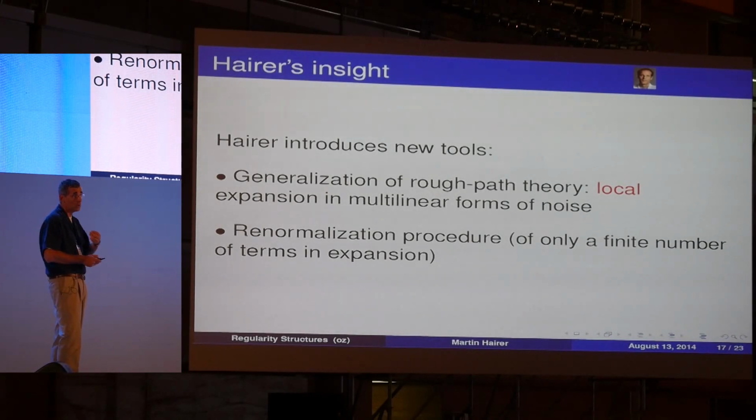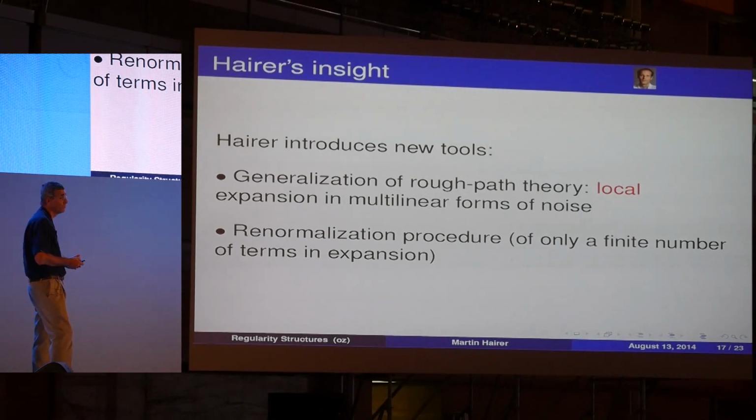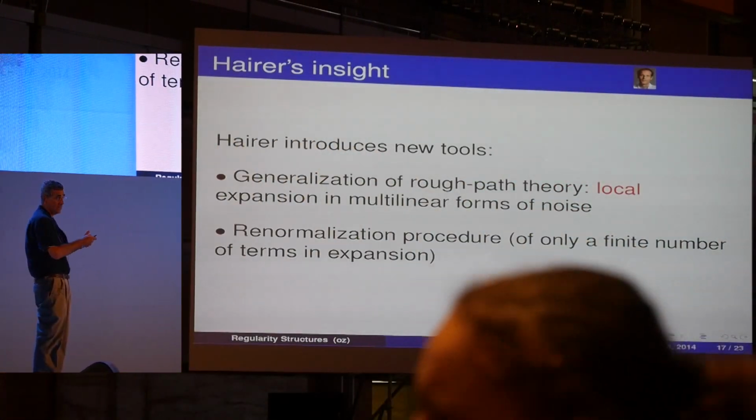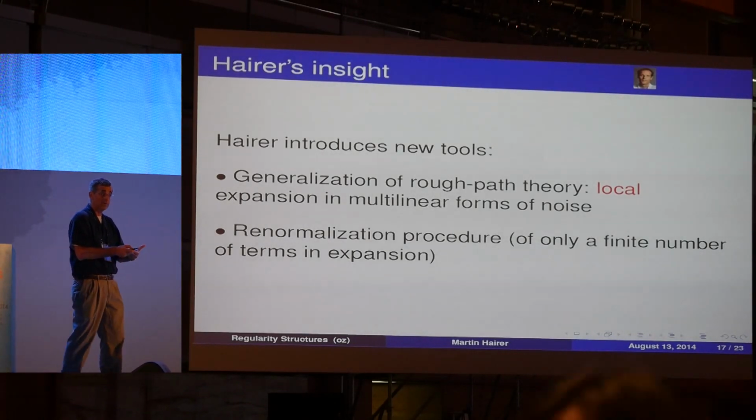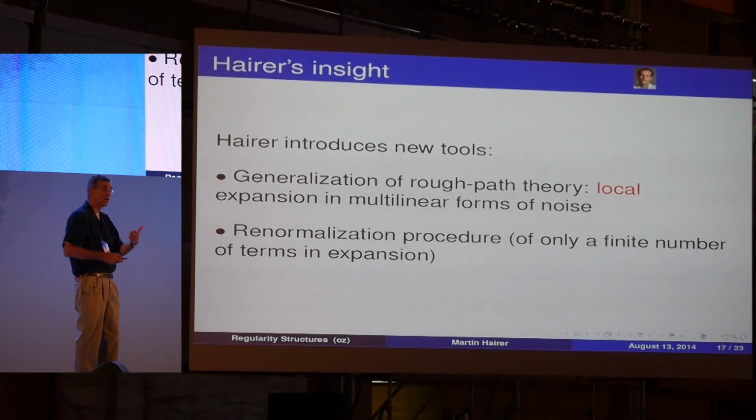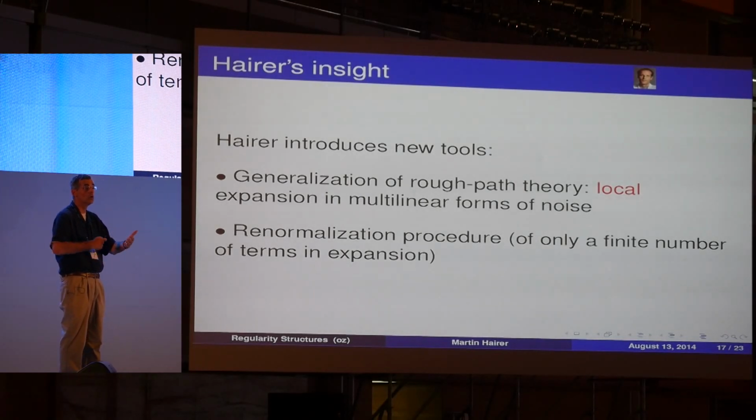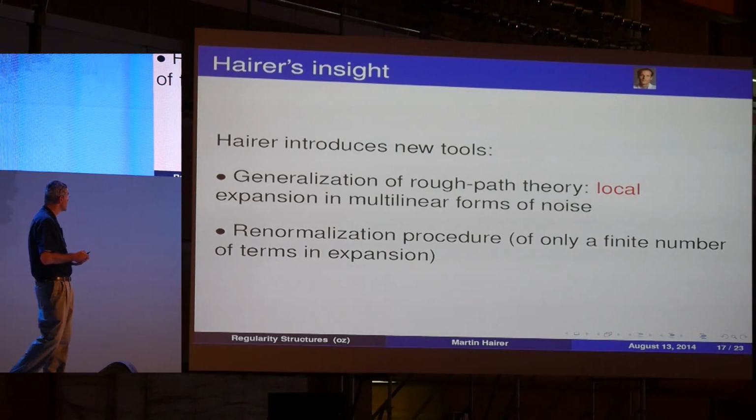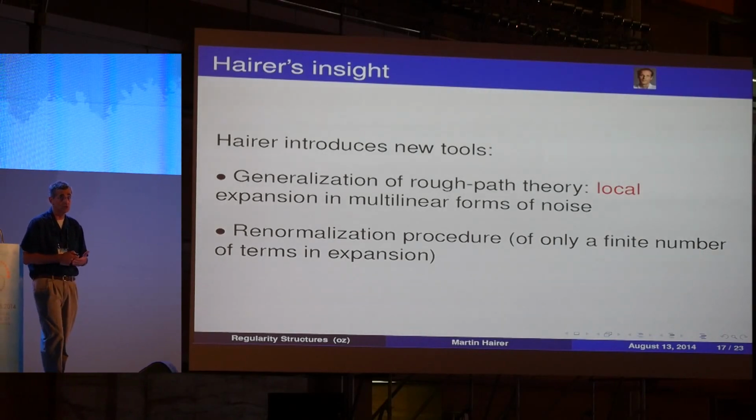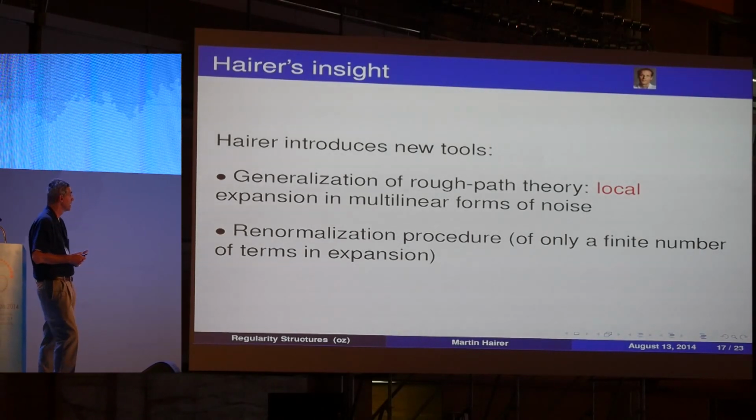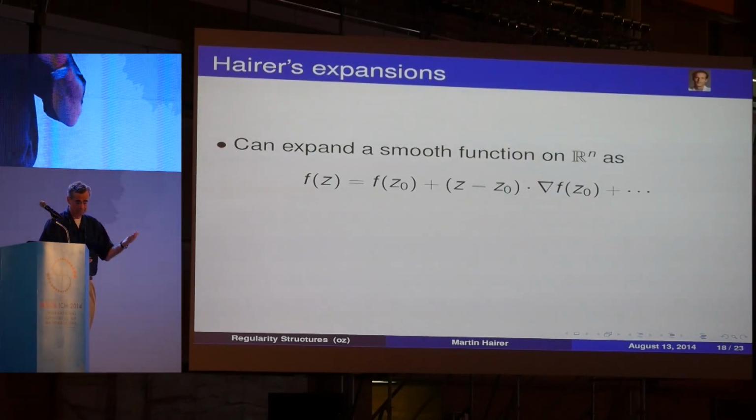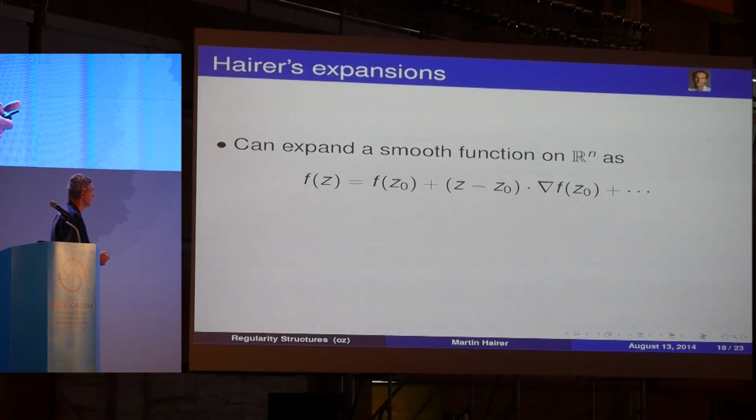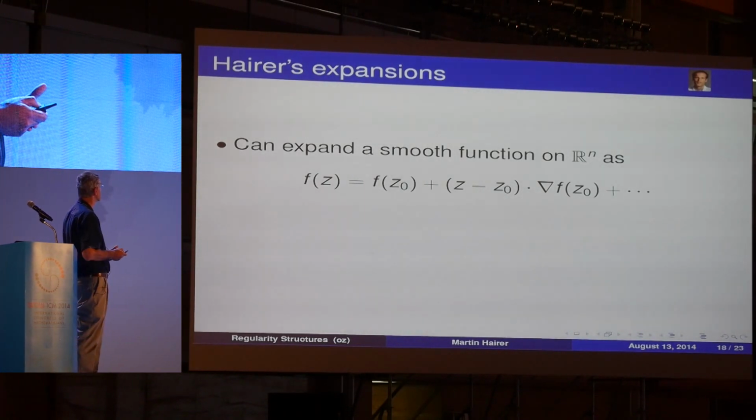Instead, you should look at local expansions in some kind of multilinear forms of the noise and write the solution in terms of those. Now, there is one desirable property that somehow when we change epsilon, the solutions should go one to the other. So you should be able to link the solutions one to the other. And this is done by a renormalization procedure. The normalization procedure is taking care of only finite number of terms in the expansion, and by doing that, you can reconstruct the solution.